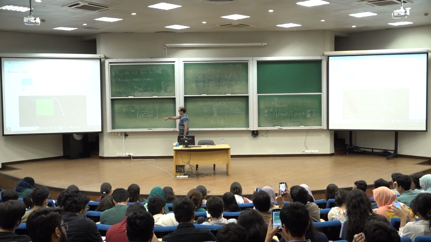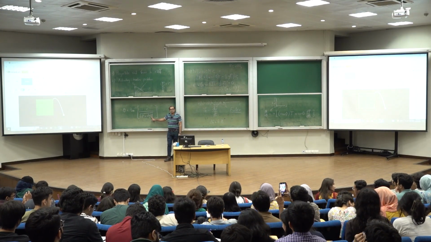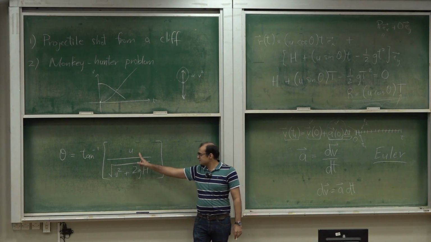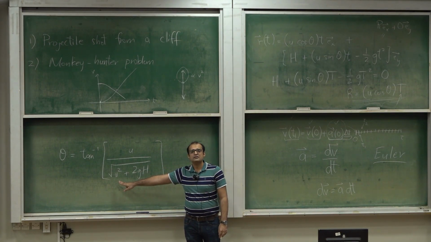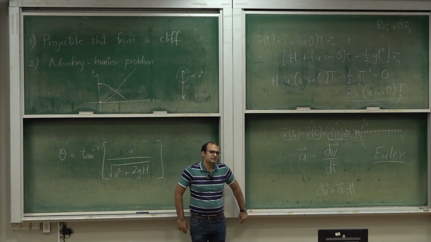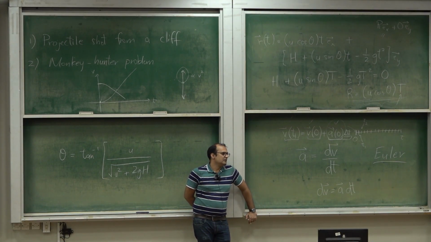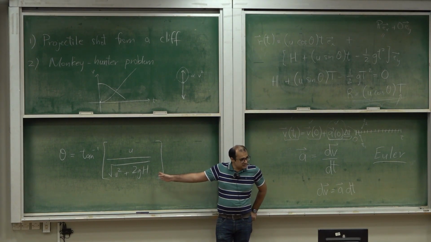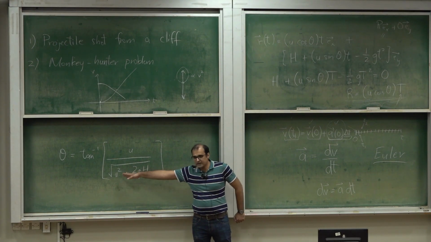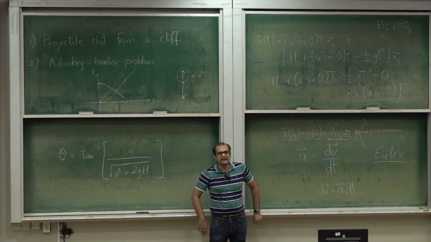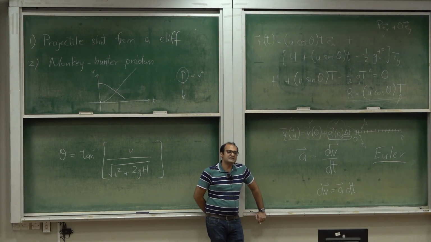So you can check this. अगर h 0 है, क्या आंसर आ रहा है आपका? If h is 0, you are getting u divided by u, which is 1. और टेंजेंट इनवर्स 1 क्या होता है? 45 degrees. If h is very large, ये डिनोमिनेटर बहुत बड़ा हो गया, then you essentially calculate tangent inverse of 0. As h becomes bigger and bigger, you basically make a flat throw.